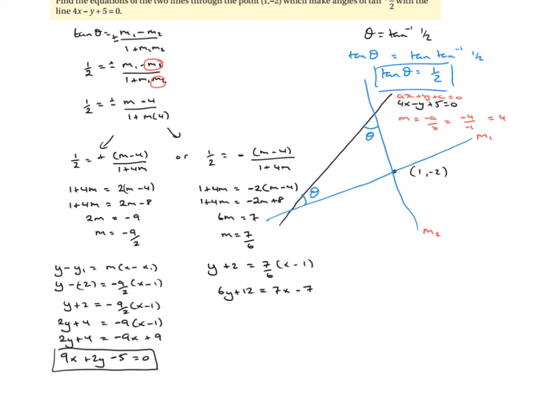And I'm going to collect everything on the right hand side this time because I just like to have my x's positive when I do the equation of the line. So what we have here is 7x minus 6y, and we have minus 7 minus 12, which is minus 19, is equal to 0, and that there is the second equation of my line.